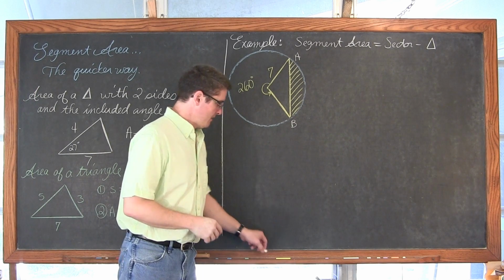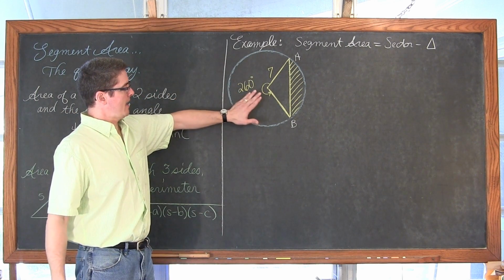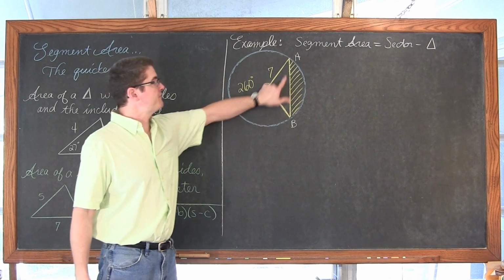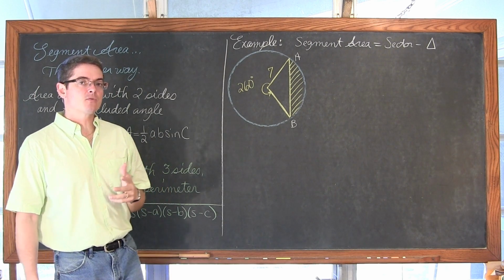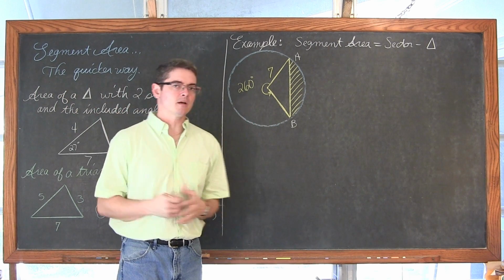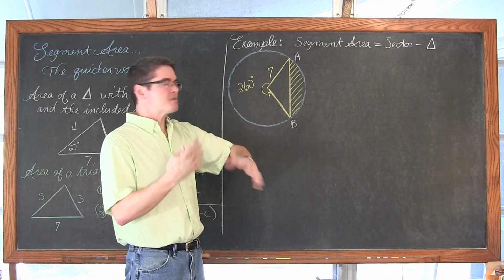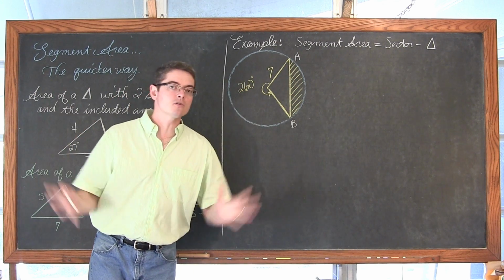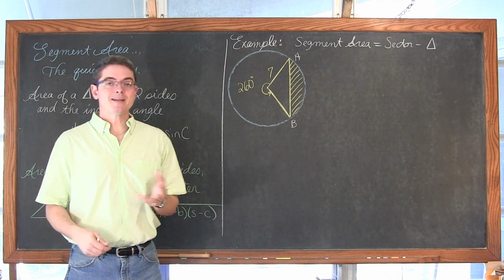So let's see what it looks like here. I have a circle with a radius of 7, and I've got this arc out here of 260 degrees, and I want to find the area of the segment. Now, pretty much all area problems in geometry, where you have a bunch of shapes together and just a portion is shaded, are always going to be the same. Find the area of the large region and subtract out the area of the smaller region that is not shaded in.